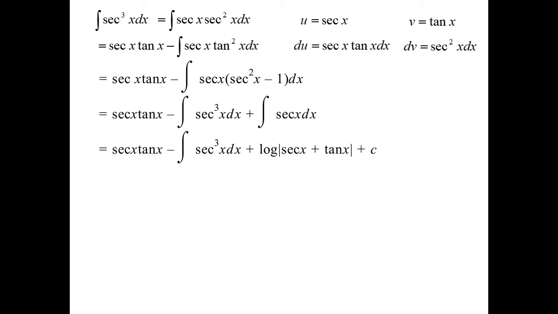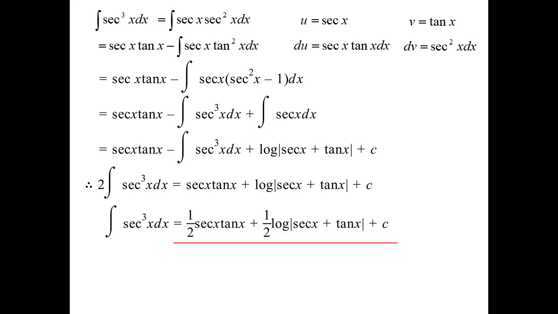Well, the integral of sec I know. That's log of sec plus tan. Oh, but then this is one of those ones where now I look at it and I don't see it as lines of working out. I see it as an equation. And we're saying the integral of sec cubed is equal to this line here. So I'll move the integral of sec cubed over, and I get two lots of the integral of sec cubed is sec tan plus the log of sec plus tan. Divide both sides by 2, and there we have it. Sec cubed is a half sec tan plus a half the log of sec plus tan.